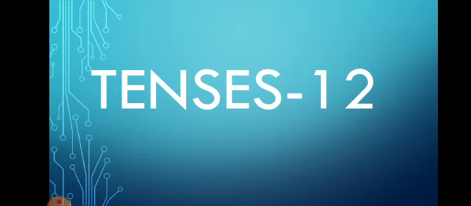There are three kinds of time: past, present, and future. Each contains four different subtenses. So altogether we have 12 tenses in English.